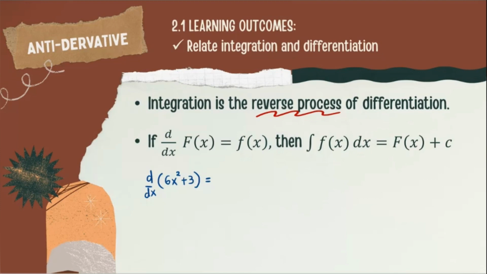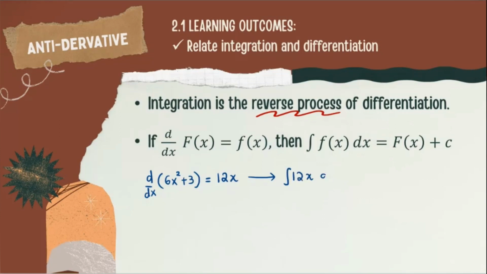So dekat sini menggunakan contoh differentiate 6x squared plus 3. Differentiate 6x squared kita dapat apa? 12x. Betul tak? Power saya bawakan ke hadapan dan didarabkan dengan 6. So 2 multiplied by 6 will be 12 and then 2 minus 1 will be 1. So jadilah x to the power of 1. So ini adalah hasil differentiate.